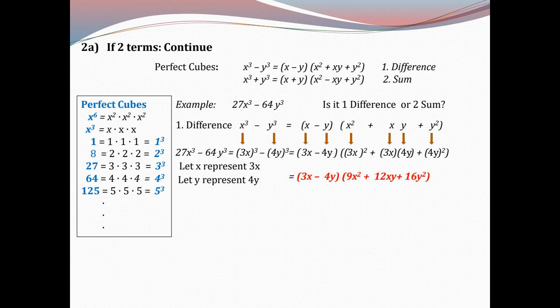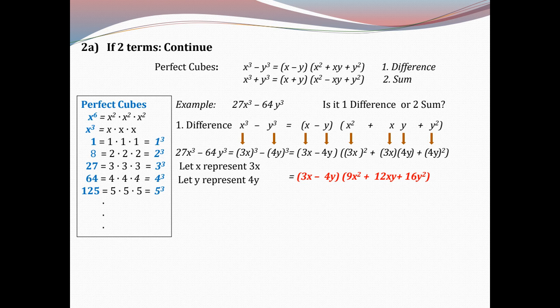Same thing with the 64. 64 is a number that can be written as a cube. If I write 4 cubed, that will give me 64. And the y cubed, again, I can simplify into 4y cubed. So again, we have a minus between them. So we're going to do the pattern where we have x minus y with the x squared plus xy plus y squared. And again, it just becomes a plugging in scenario, right?